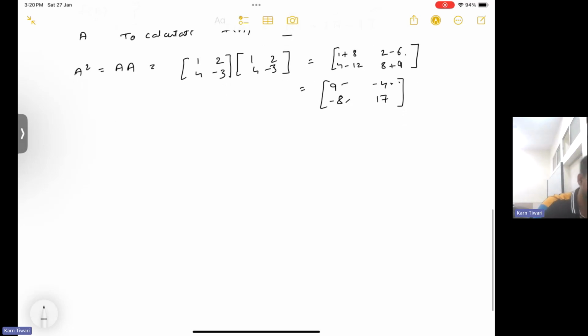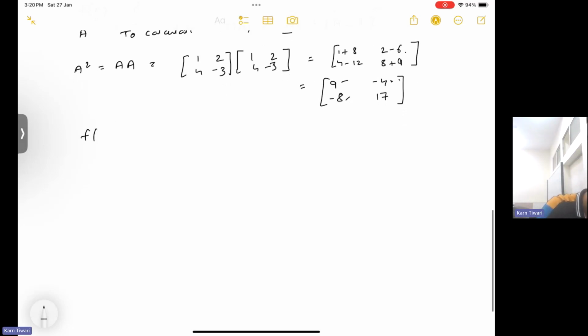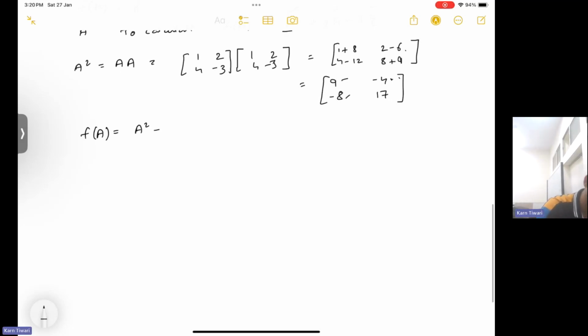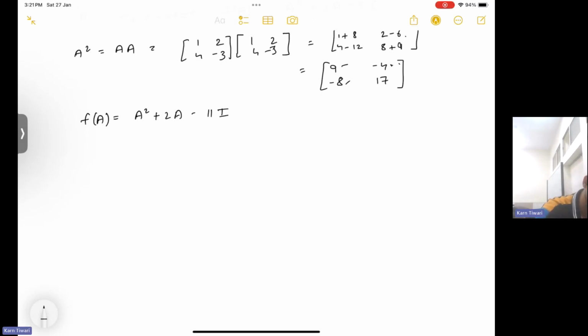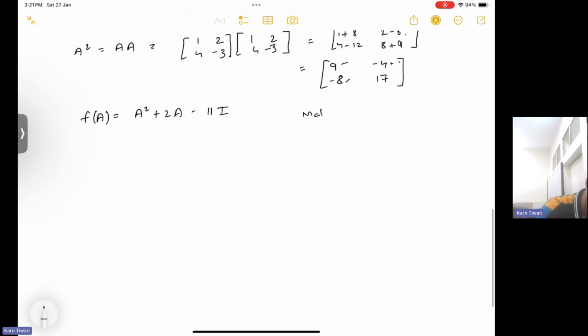So let's now find f of A, which is A square plus 2 times A minus 11 times identity. Now it's just basically matrix addition and subtraction.